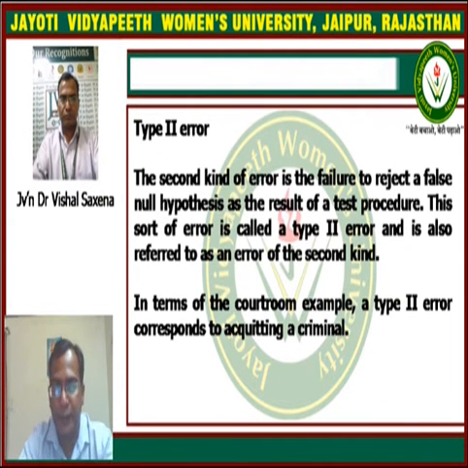While in the type 2 error, the second kind of error is the failure to reject a false null hypothesis as a result of a test procedure. This sort of error is called a type 2 error and is also referred to as an error of the second kind. In terms of the courtroom example, a type 2 error corresponds to acquitting a criminal.